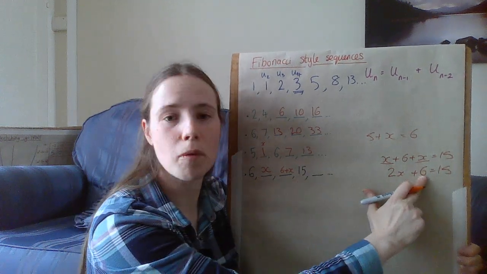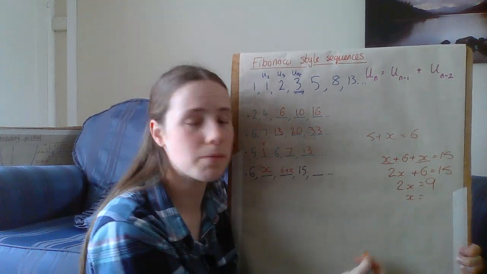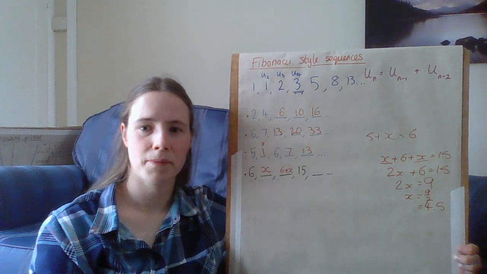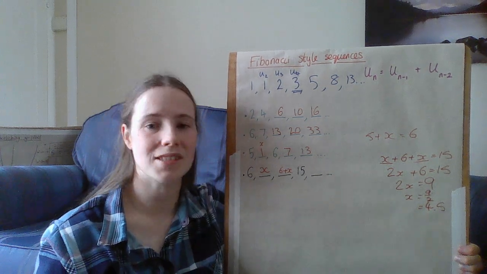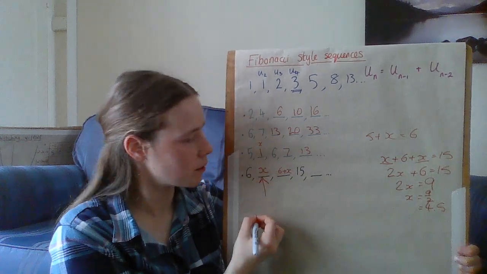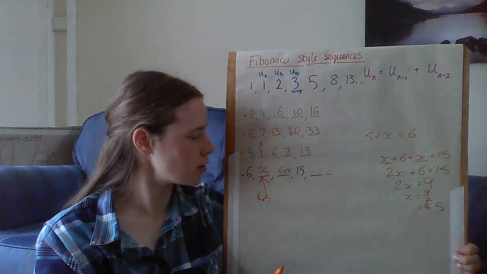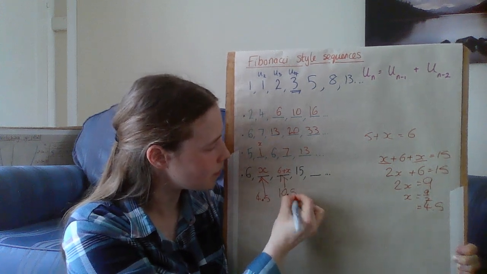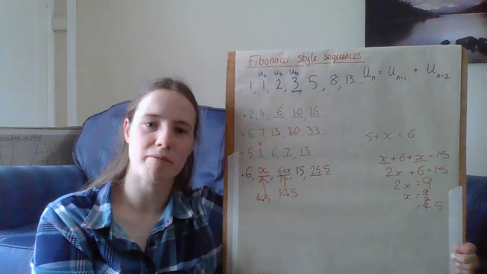I'm going to first of all subtract the 6 from both sides to get 2x is 9, and then divide both sides by 2 to get 9 over 2, or 4.5. So I've now worked out x, but I've got to remind myself what x was. x was the second term of the sequence. So that's this one here. This number here in the sequence has to be 4.5. And then I can fill the rest in using my Fibonacci rule. So 6 plus 4.5 here is 10.5. And then 10.5 plus the 15 is 25.5. And I've managed to solve the problem.